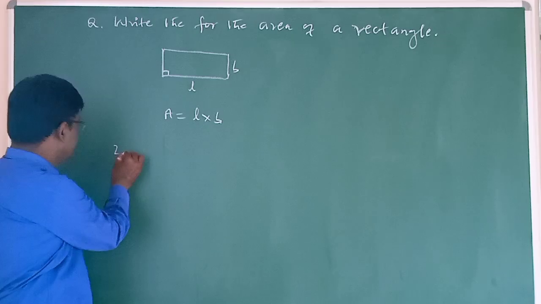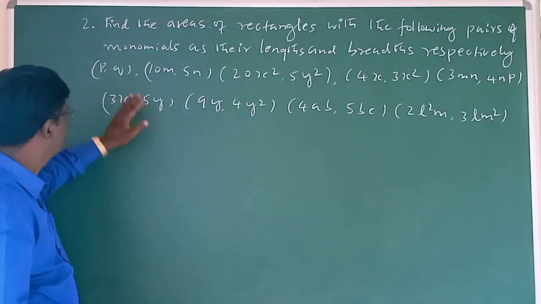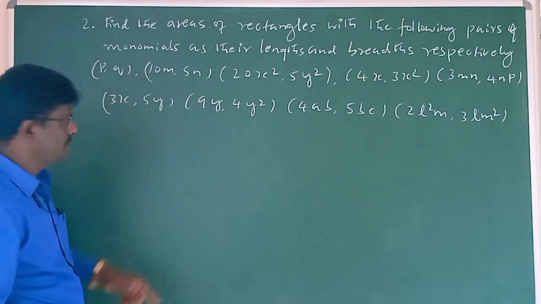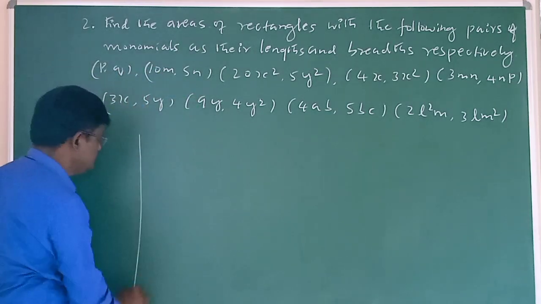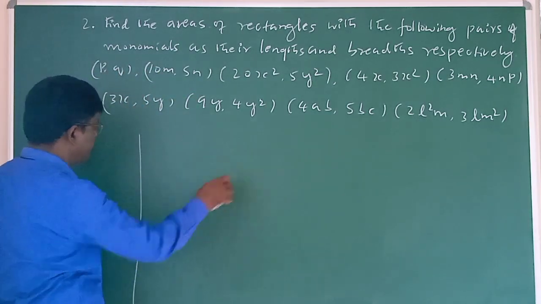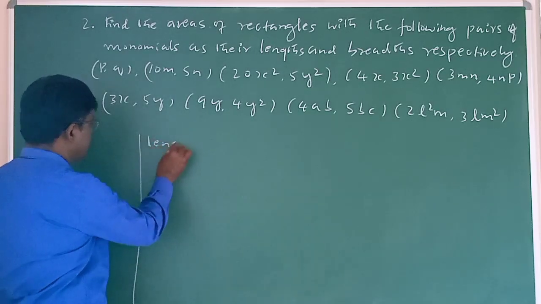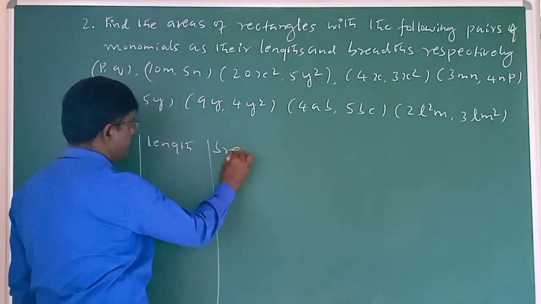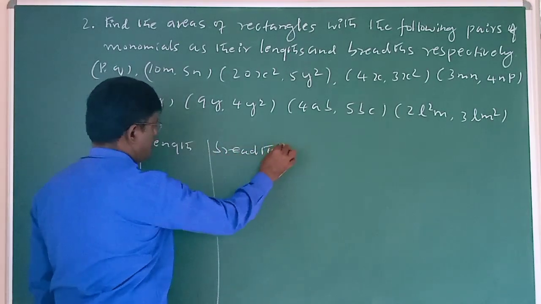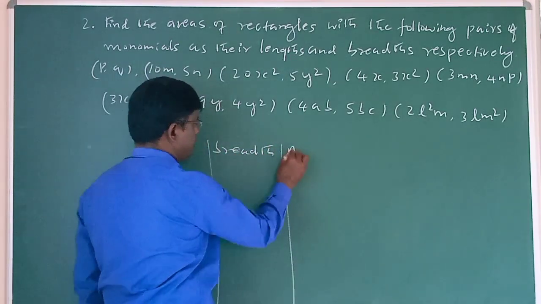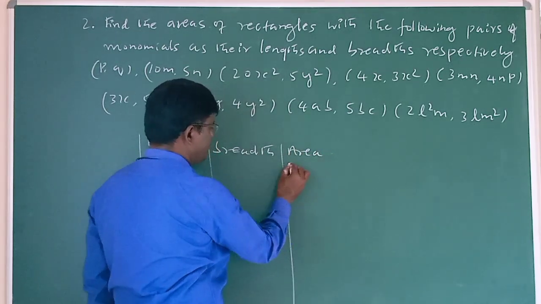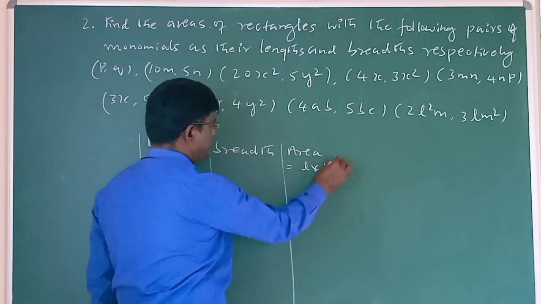Now we shall take sum number 2. Okay children, look at the pairs like this: length, breadth. Better we shall take it in tabular form: length, breadth and area. Area is L into B, equal to L into B.